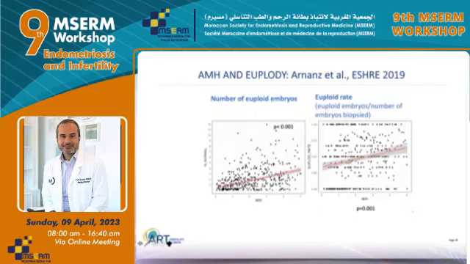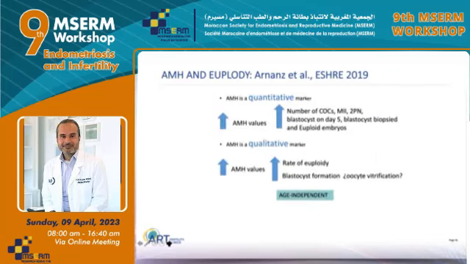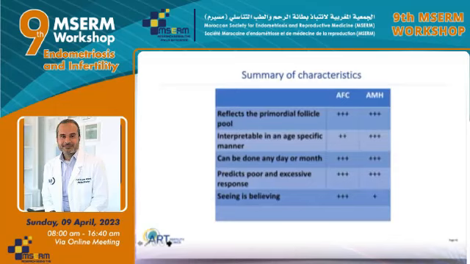We published the same with Ana Hernandez, the same data. We looked into AMH and euploidy rate, and it seemed that yes, AMH is also having a direct impact on the euploidy rate of the embryos. So putting together, it seems that AMH is not only a quantitative marker, of course it is, because it's linked to the number of COCs, metaphase 2, 2PN, number of blastocysts, but it's also a qualitative marker because you have an increased rate of euploid embryos.